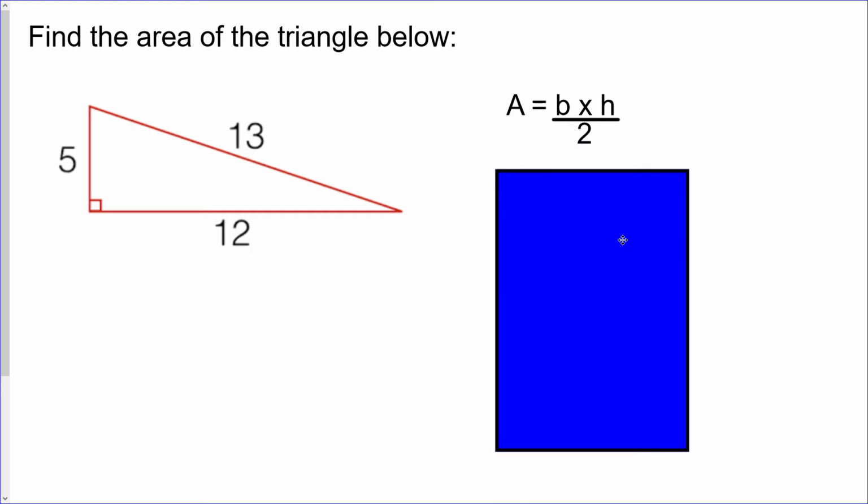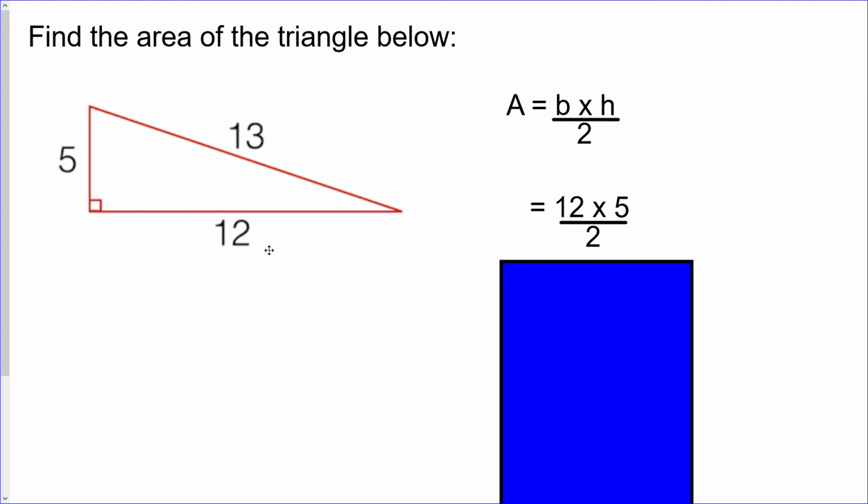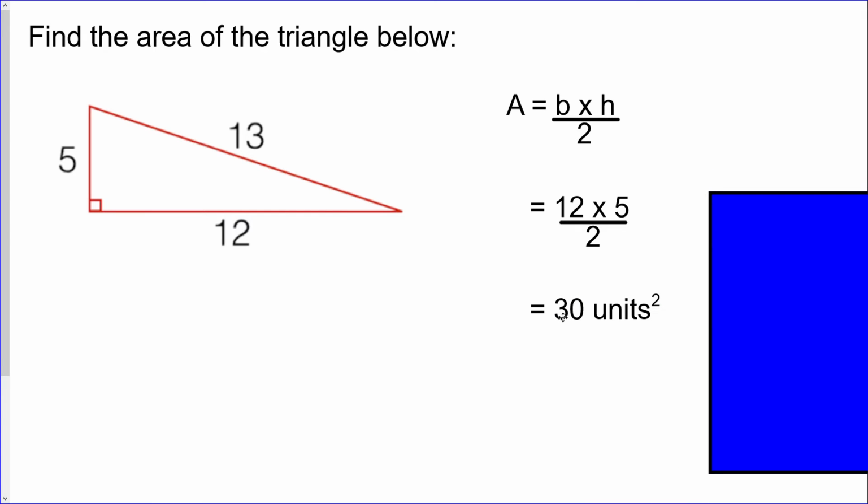Okay, so we're using base times height divided by 2, so 12 times 5 divided by 2, okay, which gives us 30 units squared. Okay, there's not really any particular metric unit or imperial unit of measurement on these things, so we'll just use the word units. But again, because we're finding areas, it's important that it's an exponent 2 there for squared.